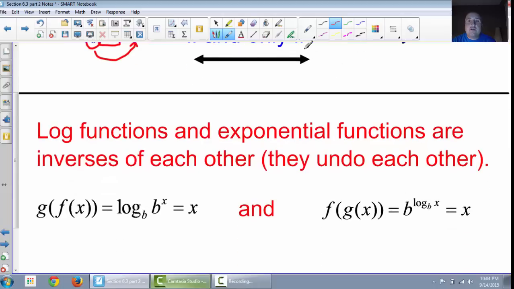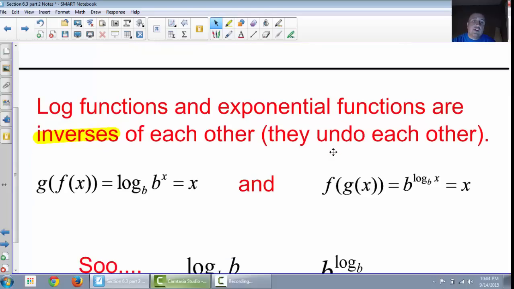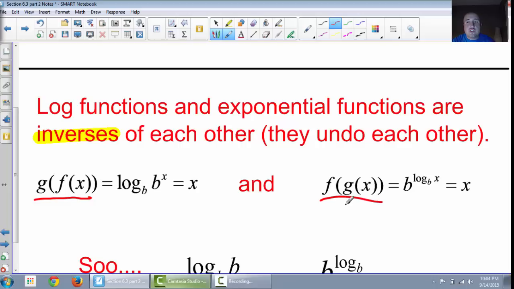Okay, so we have this idea of what is an inverse. This says log functions and exponential functions are inverses of each other, which means in easier terms, they undo each other. This means when we combine two functions together, f of g of x and g of f of x, notice we have the log and the exponential together, and the exponential and the log together. When we combine them both, they're both equal to x. And when they're both equal to x, that means that they are inverses to each other.